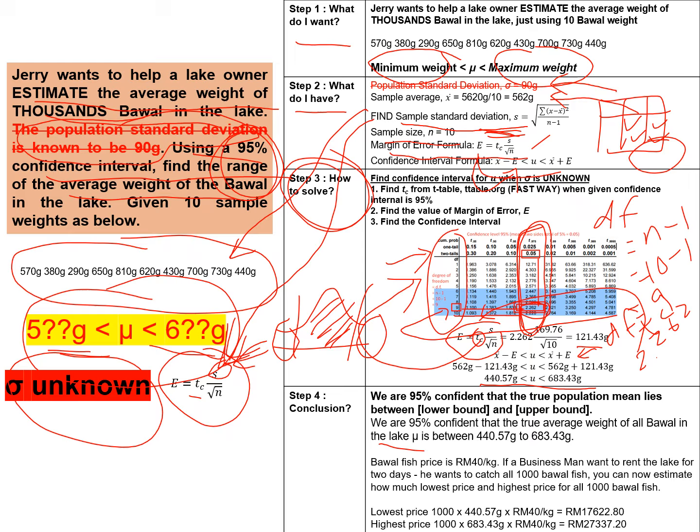Now we want to write a conclusion. We still need to say something at the end. We are 95% confident that the true average weight of all my bawal fish in the lake will be between 440 grams and 683 grams.